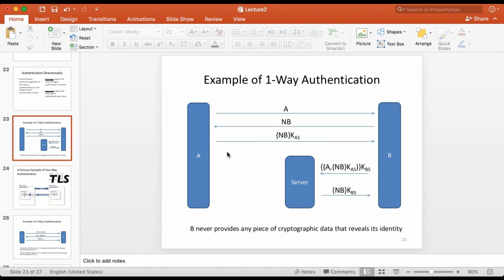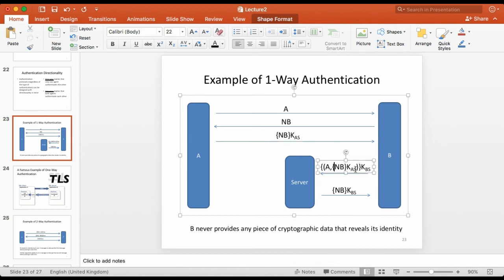And once Alice receives this number, it will then encrypt it with the key that it shares with the server and send it back to Bob. Bob then takes that encryption and includes it in a pair of messages along with Alice's name, and encrypts that pair with the key that it shares with the server. When the server receives this whole encrypted message, it will use the same key KBS to decrypt it.